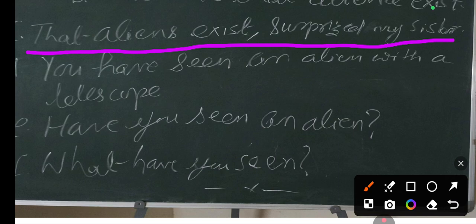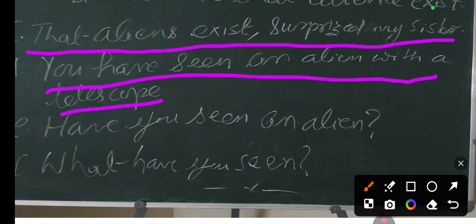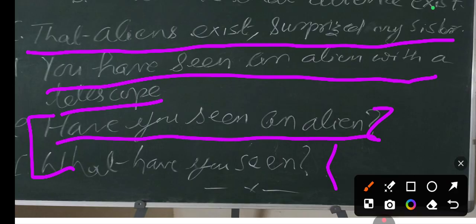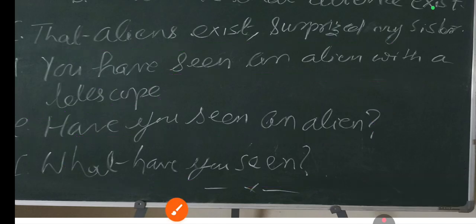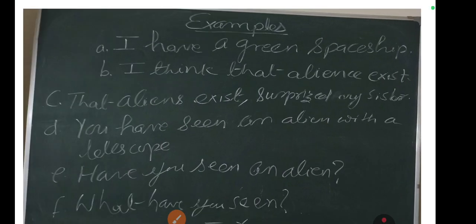Then the next sentence: You have seen an alien with a telescope. And these two are the questions, right? These are the interrogative sentences. Have you seen aliens? And what have you seen? So how such sentences are analyzed, I'll tell you one by one, right?